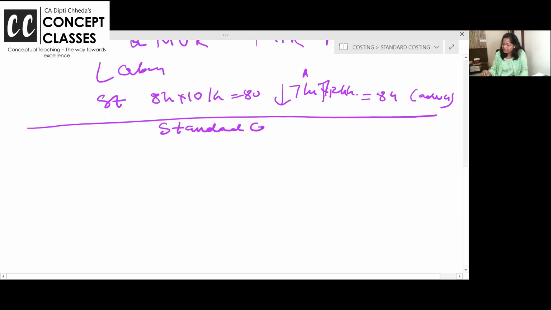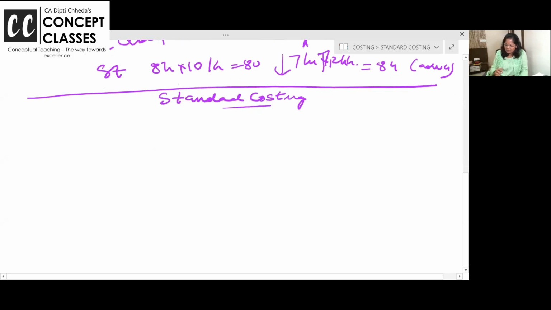Yes, this has to be written. Standard costing. Number 1, problem number 1. We are calculating material variances. Okay? Right. Now let us read the data again.